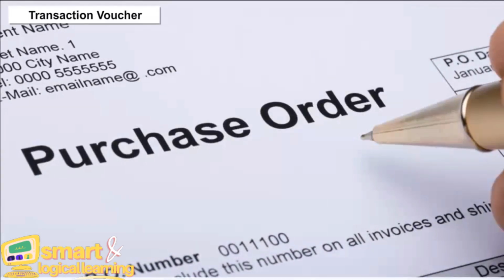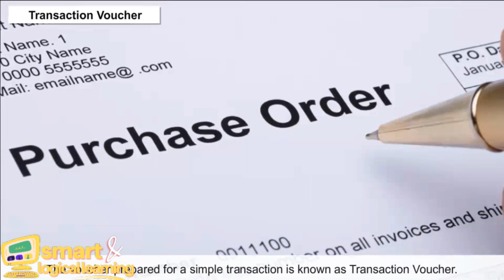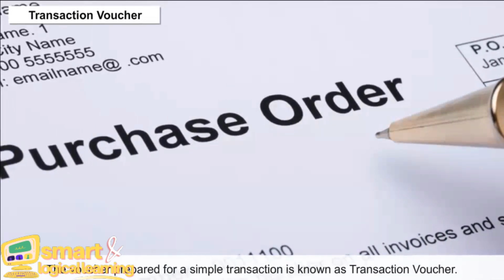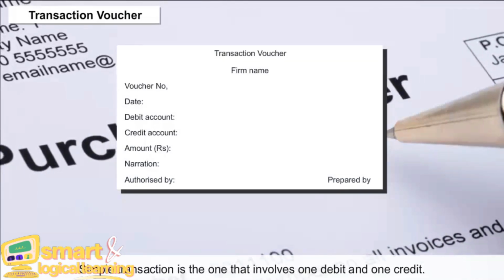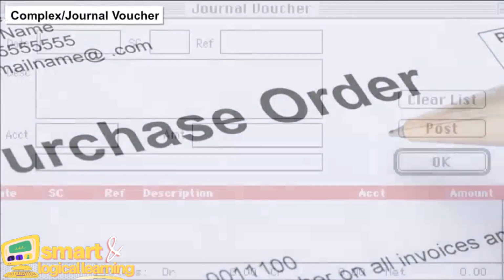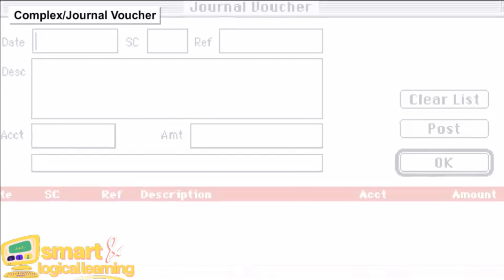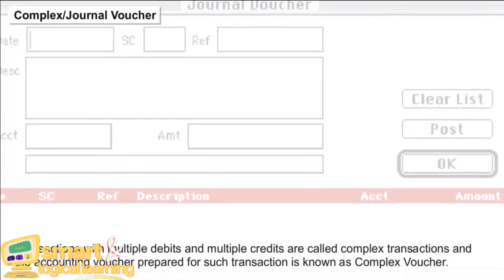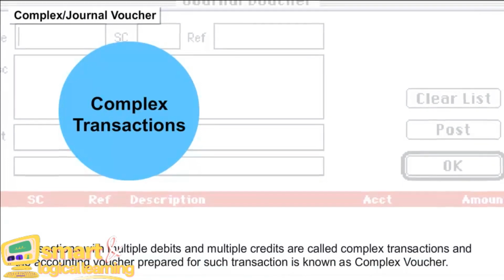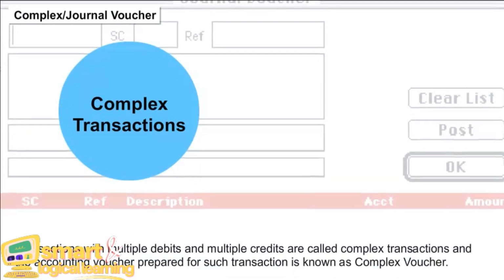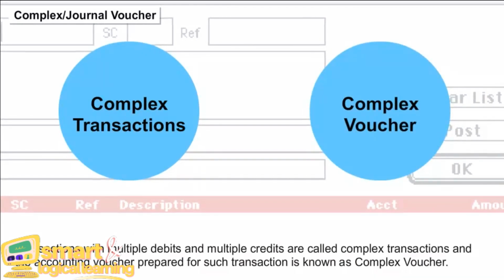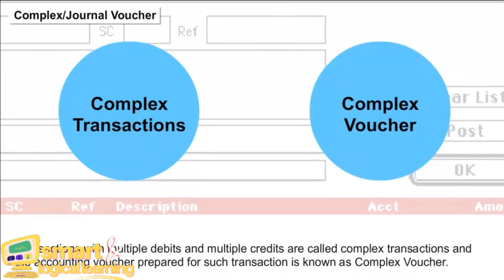Transaction voucher. The accounting voucher prepared for a simple transaction is known as a transaction voucher. A simple transaction is one that involves one debit and one credit. Complex or journal voucher. Transactions with multiple debits and multiple credits are called complex transactions, and the accounting voucher prepared for such a transaction is known as a complex voucher. This voucher is also known as a journal voucher.